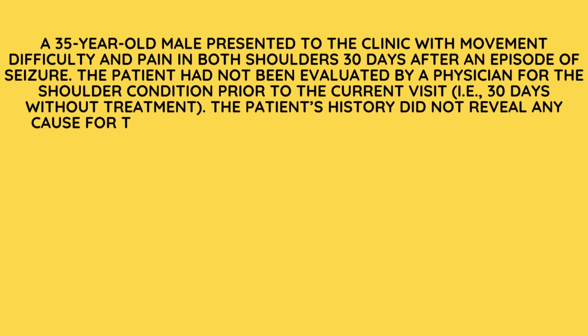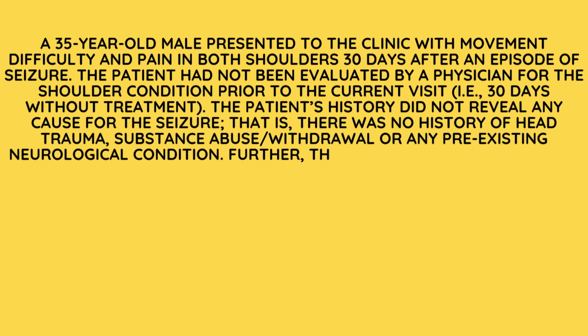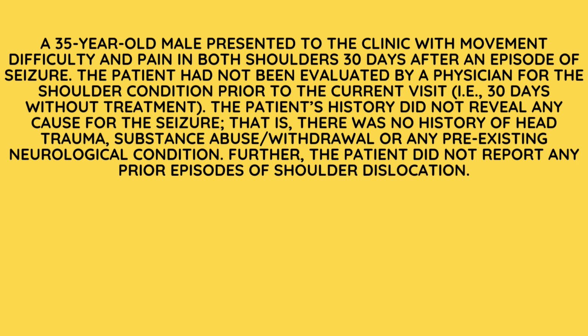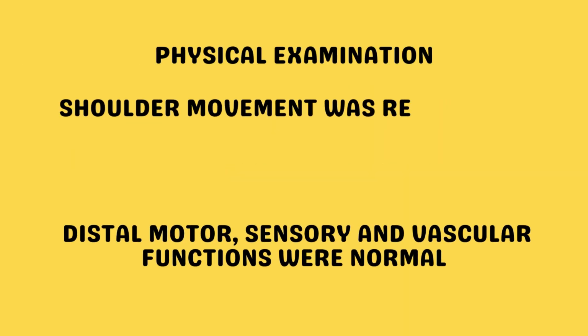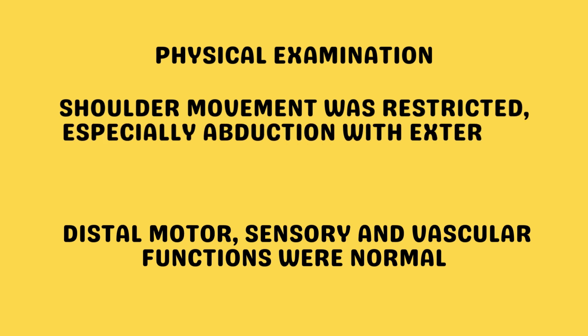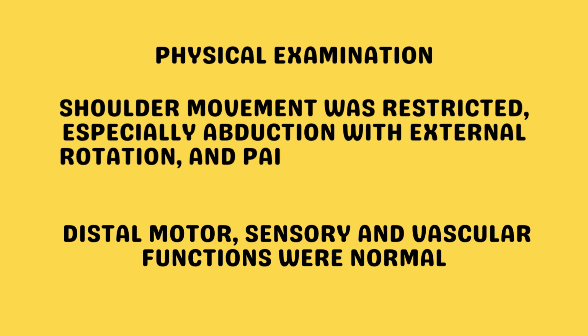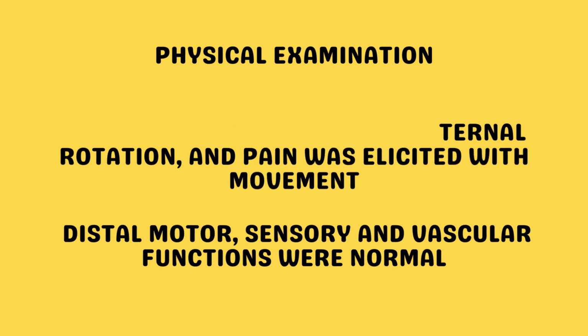The patient's history didn't reveal any cause for the seizure; that is, there was no history of head trauma, substance abuse, withdrawal, or any pre-existing neurological condition. Further, the patient didn't report any prior episode of shoulder dislocation. The physical examination showed shoulder movements were restricted, especially abduction with external rotation, and pain was elicited with the movement. Distal motor, sensory, and vascular functions were normal.